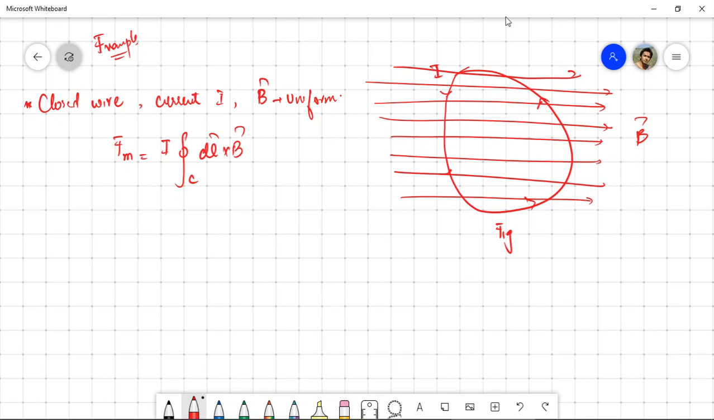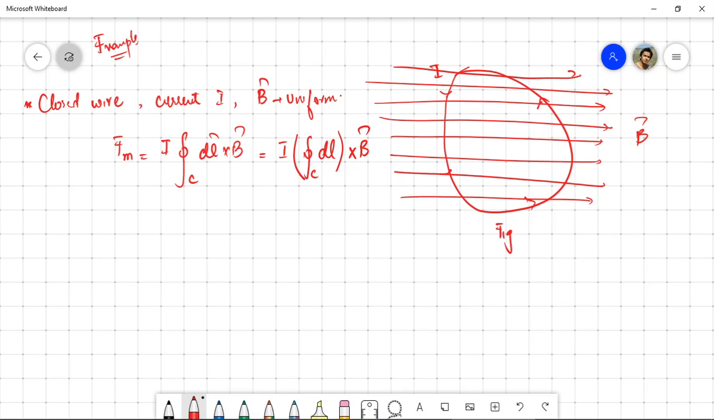dl cross B, and we have already said that the value of B is uniform, which means that the value of B is essentially constant at every point. So we will take this B out of the integral. All that remains is the closed contour integral of dl, crossed with B. So we took the B out of that integral because we said that the value of B is constant throughout.